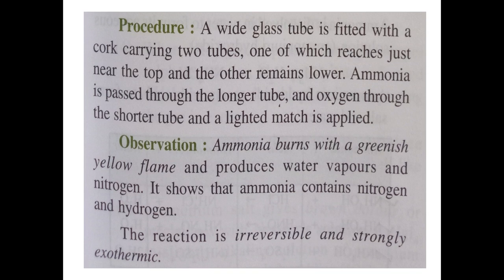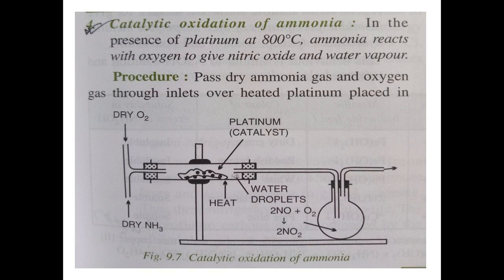So the reaction is irreversible and is strongly exothermic. That means nitrogen gas can combine again with hydrogen to form ammonia. So the reaction is irreversible and is strongly exothermic. That means a huge amount of heat is released. So a mixture of ammonia and oxygen is explosive and therefore very dangerous. It is very dangerous. Then let's see catalytic oxidation of ammonia.